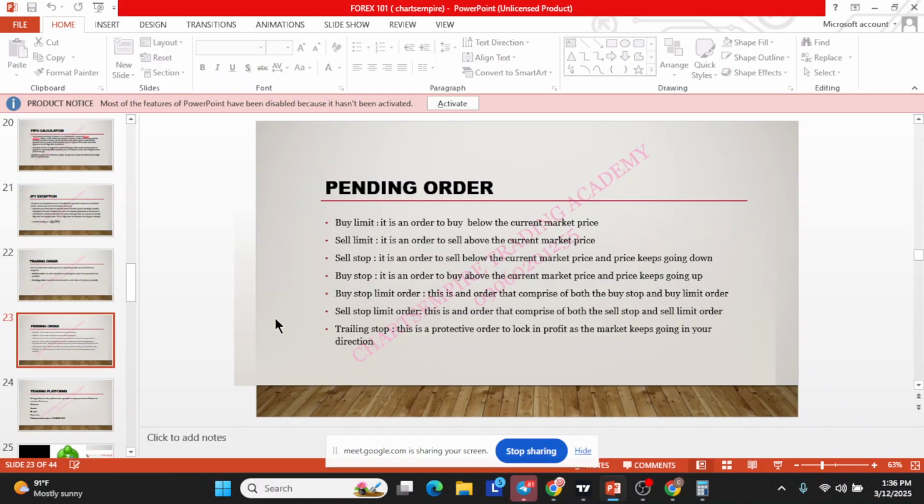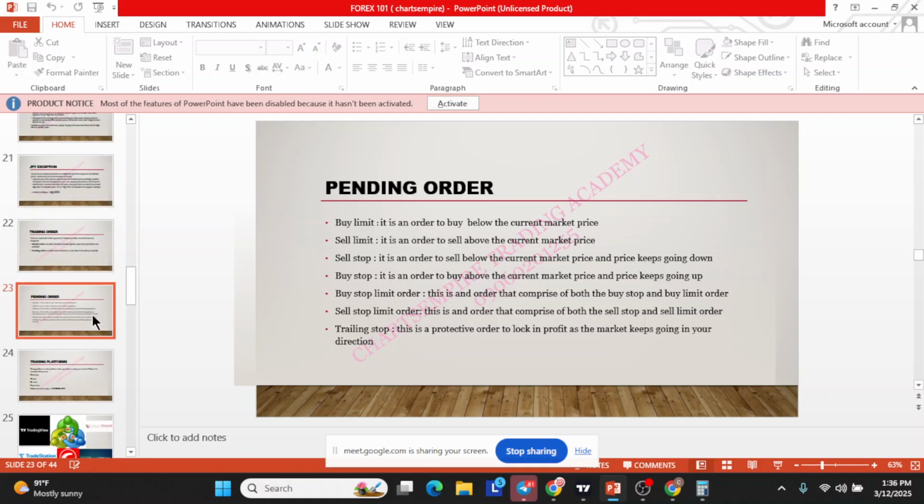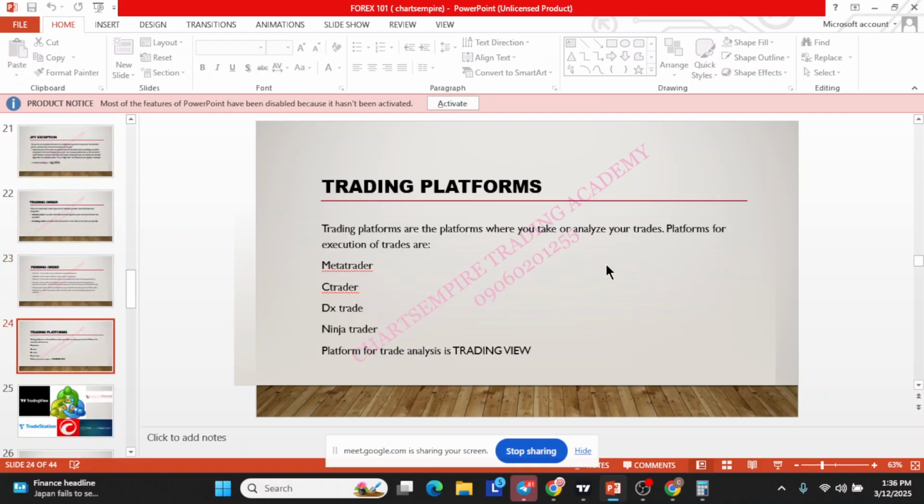Okay, let me see what we have next. What we have next are trading platforms. So we have different trading platforms where you can trade. I know that it is common among traders, we only know of MetaTrader, but trading is not only limited to the MetaTrader application. There are other software that we can also use.